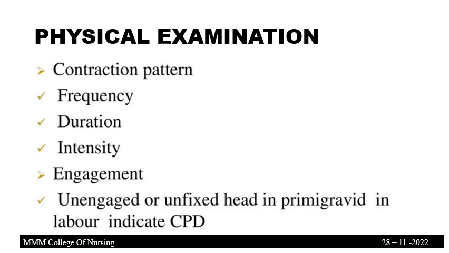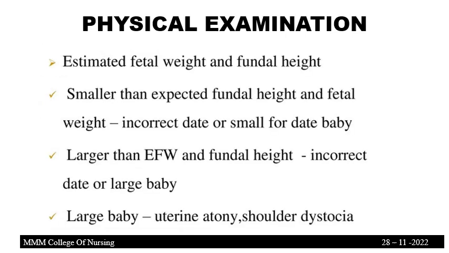And next is the engagement. We can do the pelvic grip 1 and grip 2 and can say whether the head is engaged or not. An unengaged or unfixed head in a primigravida in labor indicates cephalopelvic disproportion. Next, you have to collect the history regarding the estimated fetal weight and fundal height. Fundal height you can measure by the inch tape method or with the finger breadth method. Estimated fetal weight you can collect from the ultrasound.